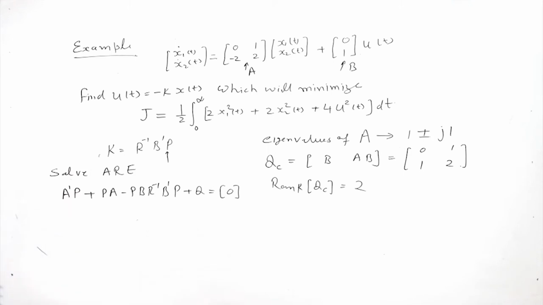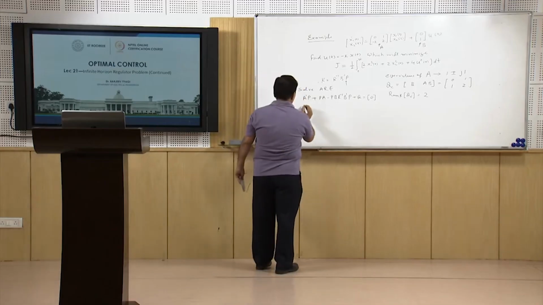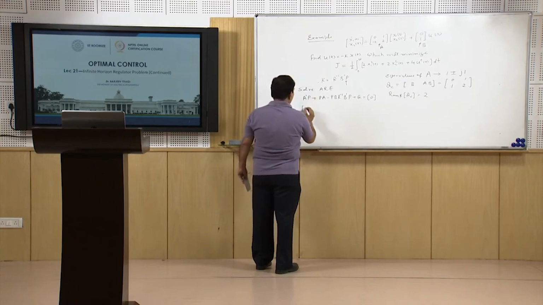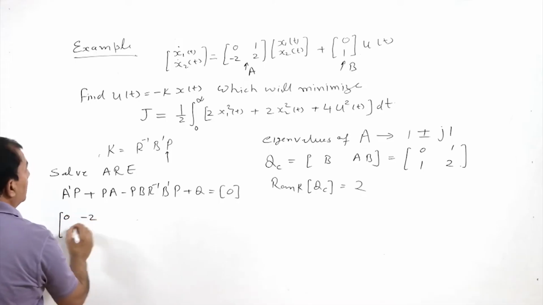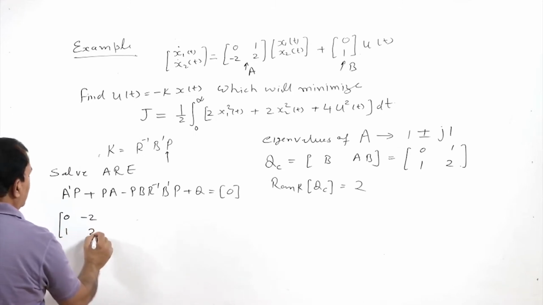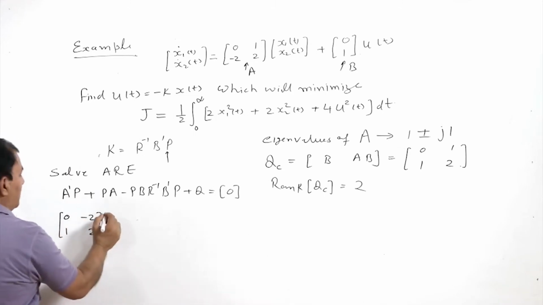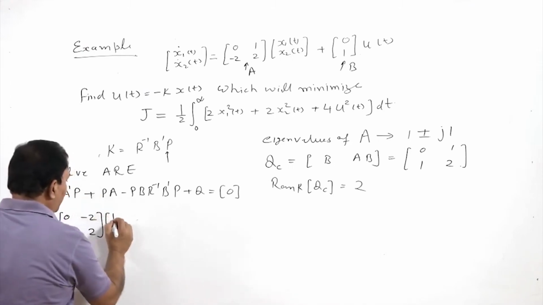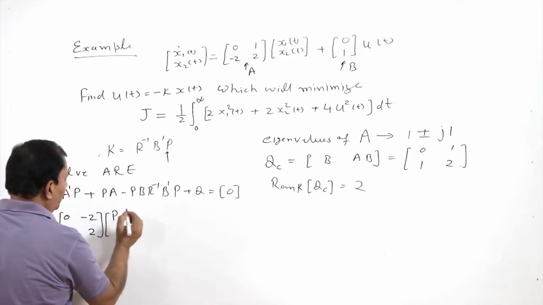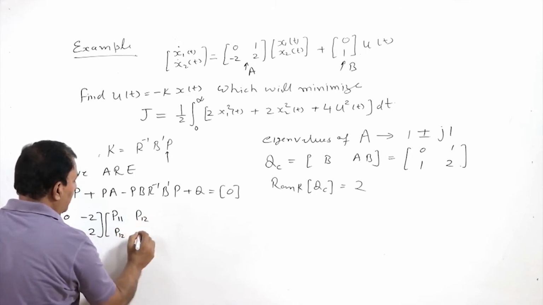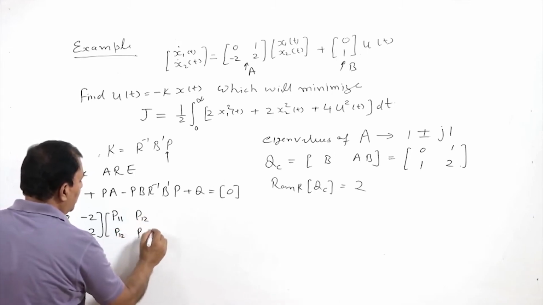So, what is my A prime? A is 0, 1, -2, 2, so I am writing this as 0, -2, 1, 2. So, this is my A prime. P is a symmetric positive definite matrix. So, I will select the symmetric matrix as P11, P12, P12, P22.